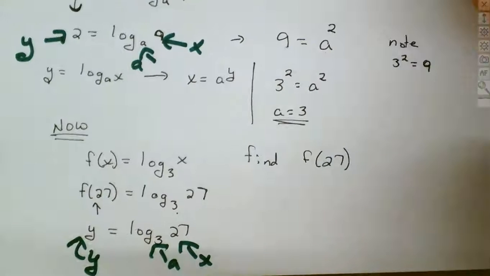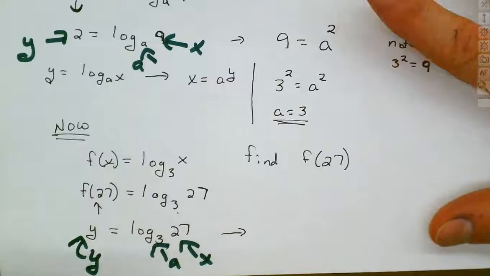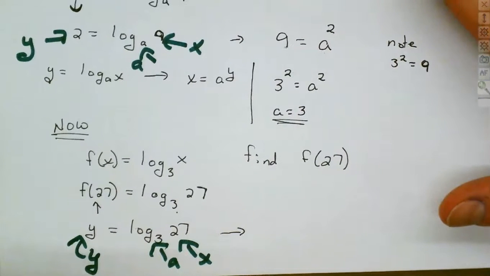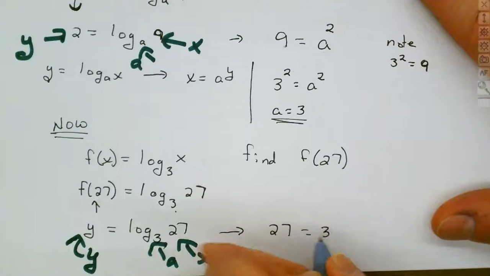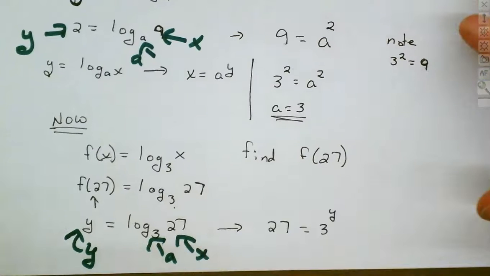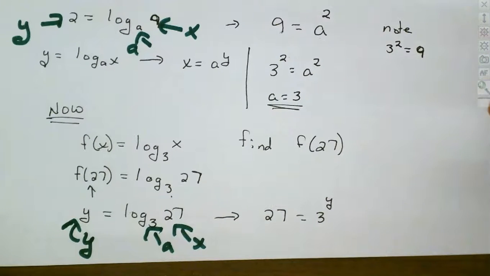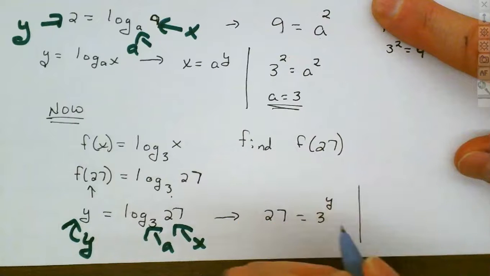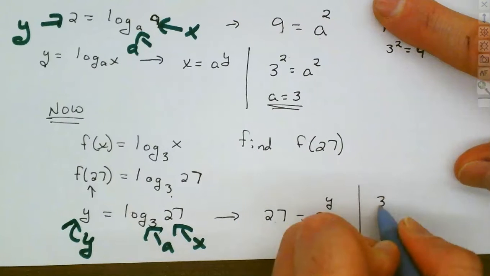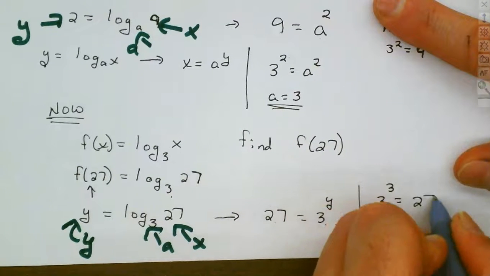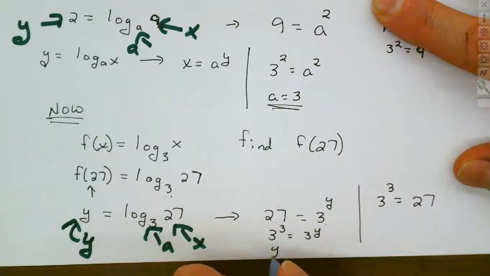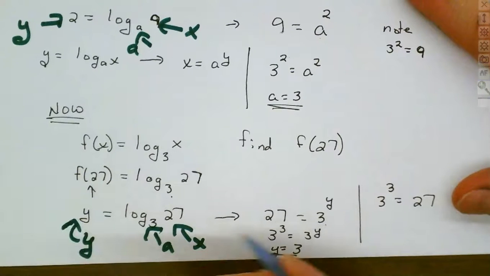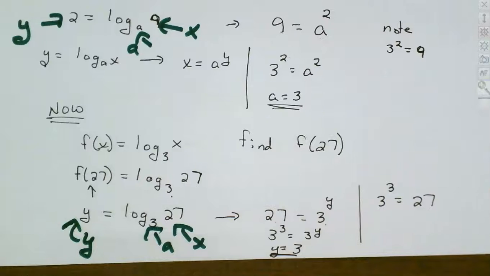So what would that convert into? If we rewrite it, it's going to convert into 27 equals 3 to the y power, right? And what do we know about 27? We need to make sure they have the same base. So 3 cubed is 27. So 3 cubed equals 3 to the y power. Then that means y must equal 3. And so that is f of 27. So f of 27 then is going to be 3.